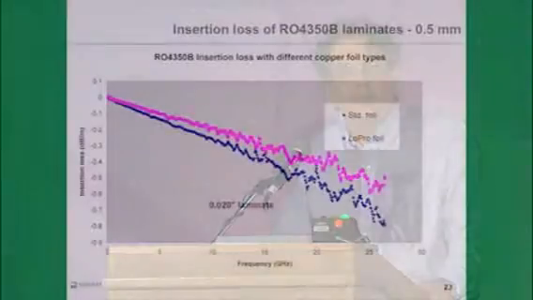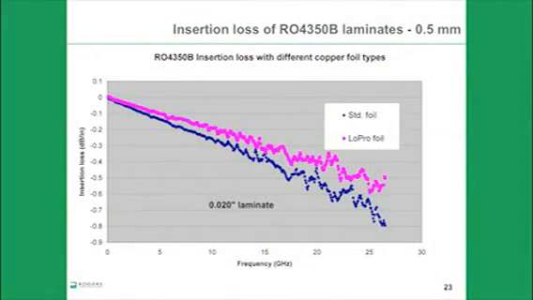What we have plotted here is the insertion loss in dB per inch versus frequency on RO4350B, a 20 mil thick laminate with both the standard high profile and the new low pro foil. And you can see at this thickness, there's about a 0.4 dB improvement simply by going to smoother foil.